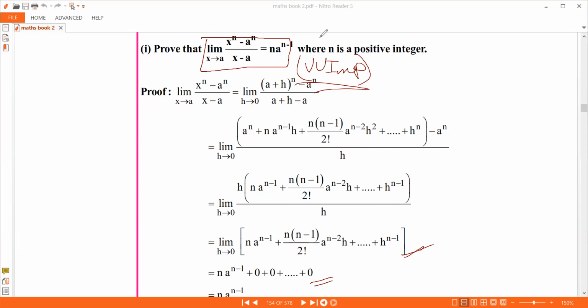Okay, what if we do this? I'll do the proof and then we'll close today. This is a formula you have to remember. The limit as x tends to a of (x^n minus a^n) divided by (x minus a): you have to show that it is equal to n times a^(n minus 1).